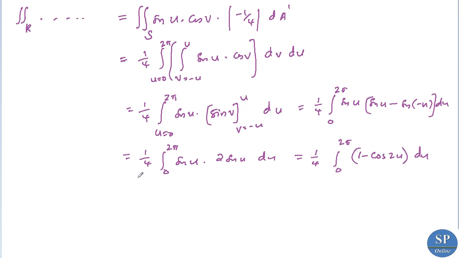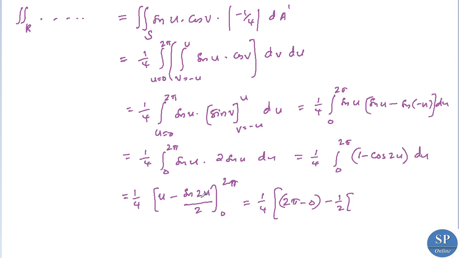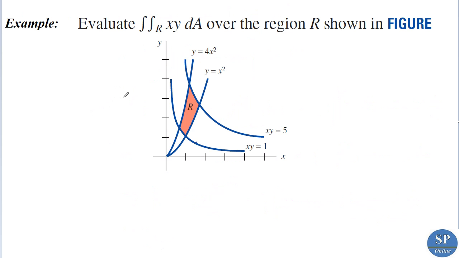Okay, so integrating this with respect to u, we get u minus integral of cos 2u is sin 2u divided by 2, from u from 0 to 2 pi. So applying these limits, we'll get 1 by 4 into 2 pi minus 0, now minus 1 by 2 into sin 4 pi minus sin 0. So we know sin 4 pi is 0 and sin 0 is also 0. So here we have 2 pi by 4 only. These terms will be 0, and this is 2 pi by 4, that is pi by 2 as the answer. Now we can discuss another example.